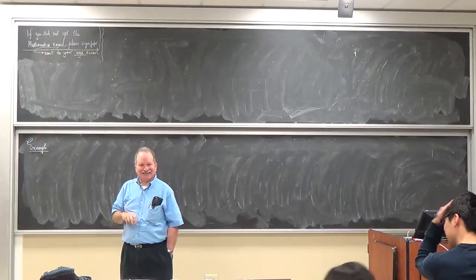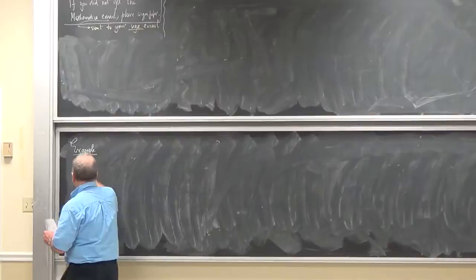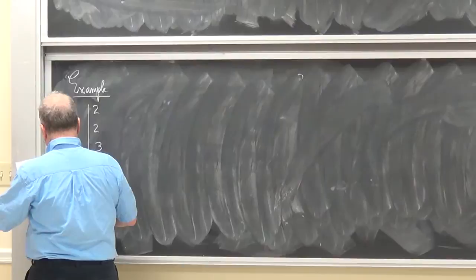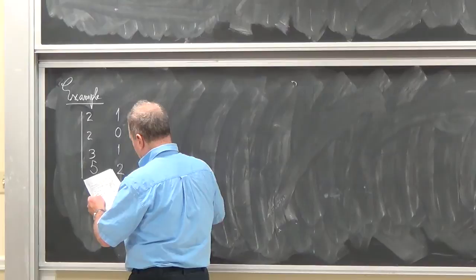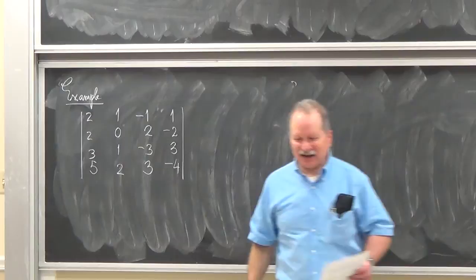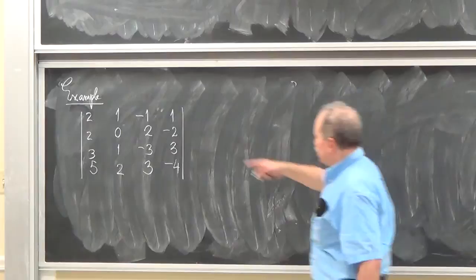So here is a determinant. The first column is 2, 2, 3, 5, the second column is 1, 0, 1, 2, the third column is negative 1, 2, negative 3, 3, and the fourth column is 1, negative 2, 3, negative 4. And I worked so hard to make that come out that way. Remember, this symbol means the determinant of the matrix. Your task is to evaluate that determinant.